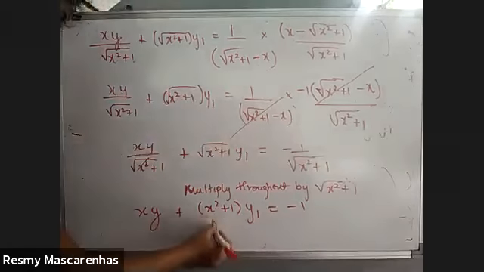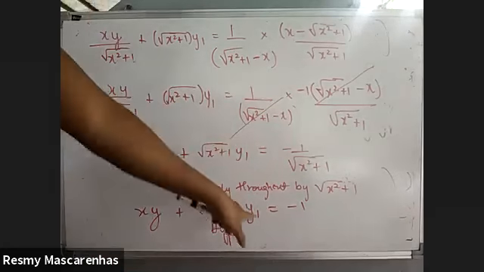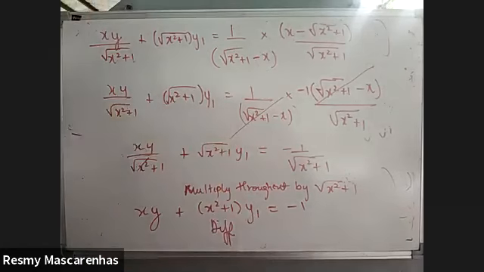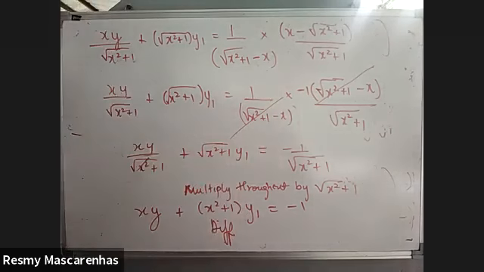And now you differentiate again. Why? Because second, you have still found out only y1. Now you have to find y2. This is just dy by dx. So second time you have to differentiate. And then you will get the answer.